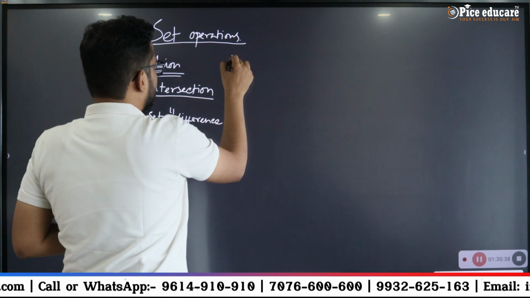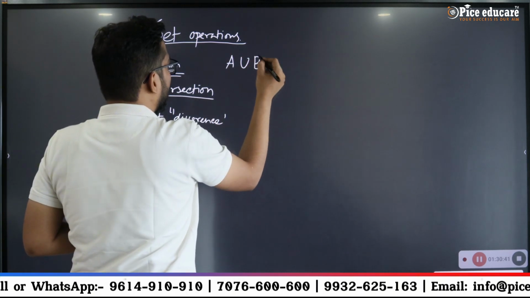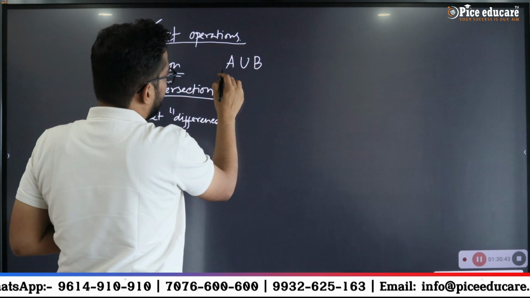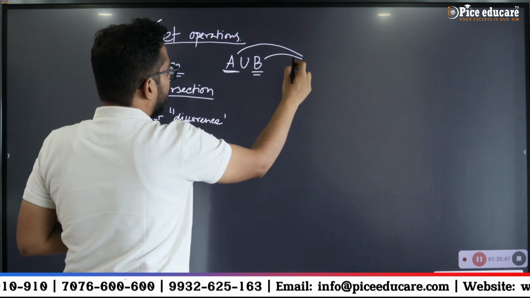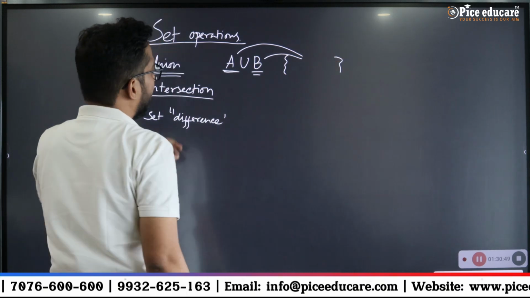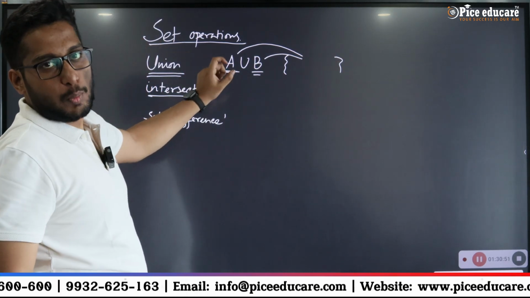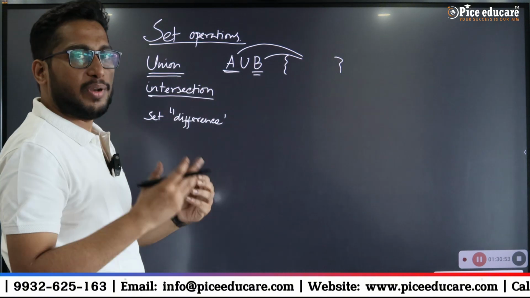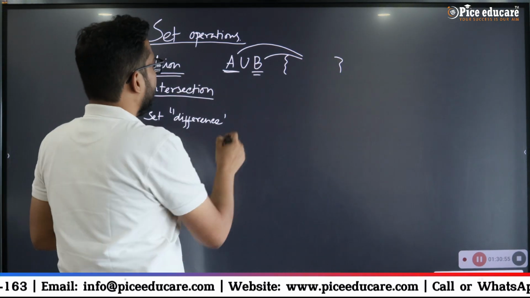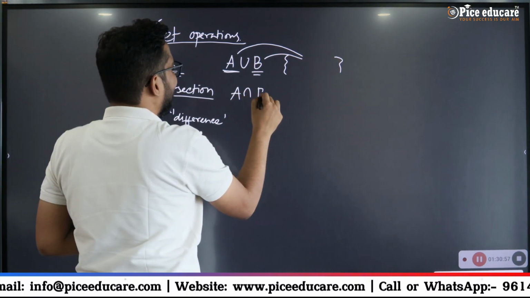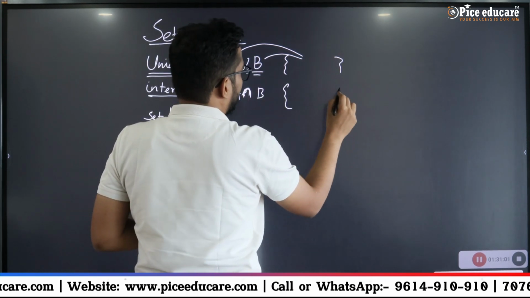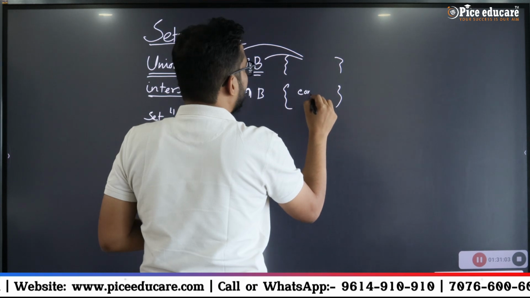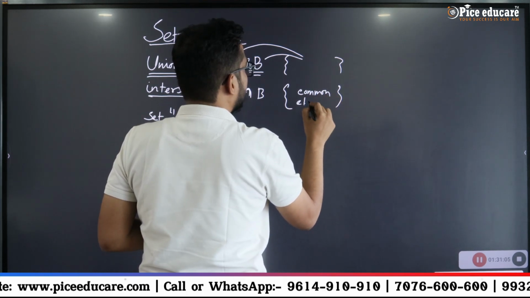So for two sets, A union B, we know what it is. Whatever is in A, whatever is in B, you put everything in one place. If there are things common to both the sets, you don't repeat those items. And we also know what A intersection B means. Okay, so it's the common elements.